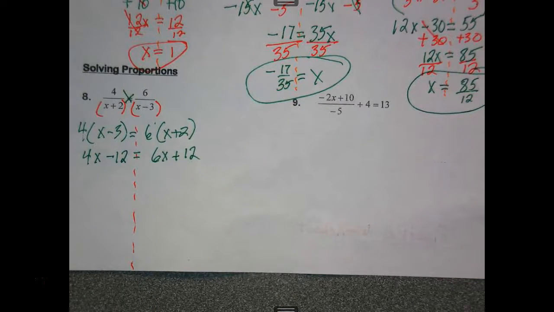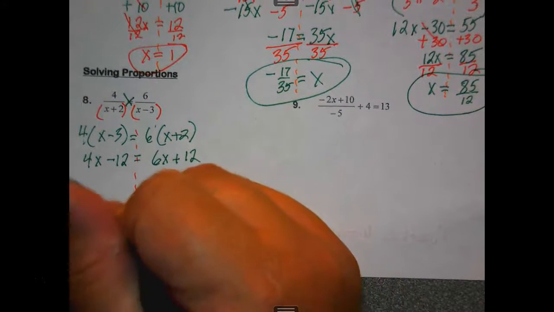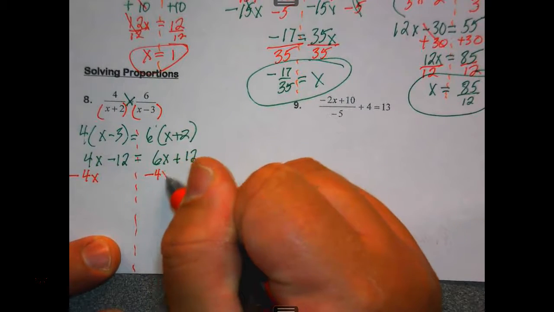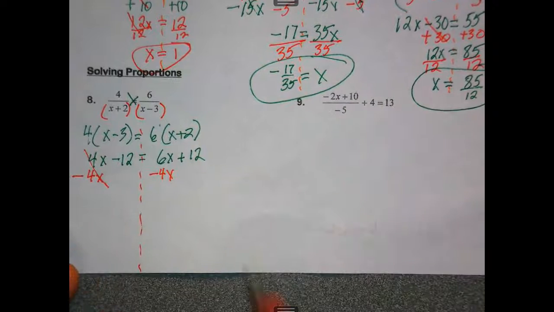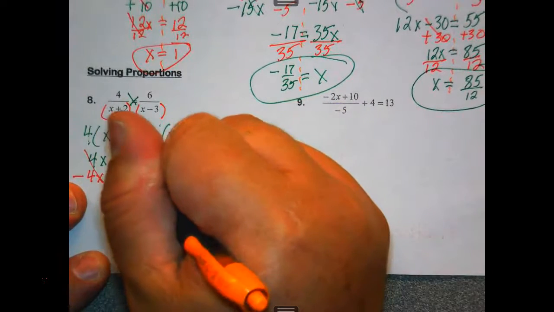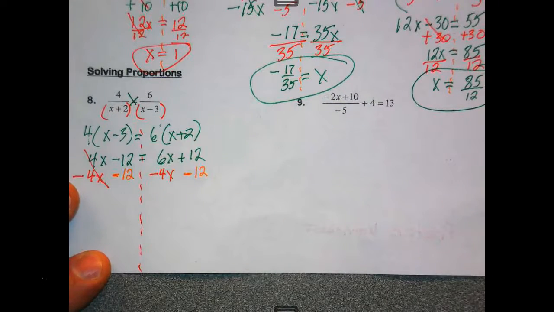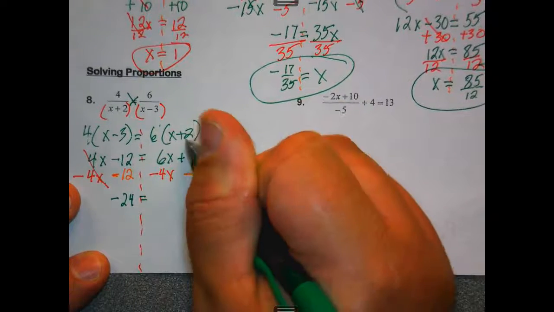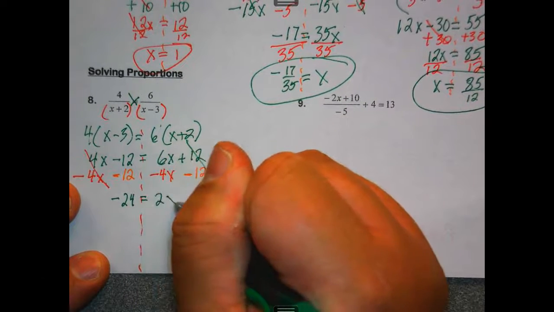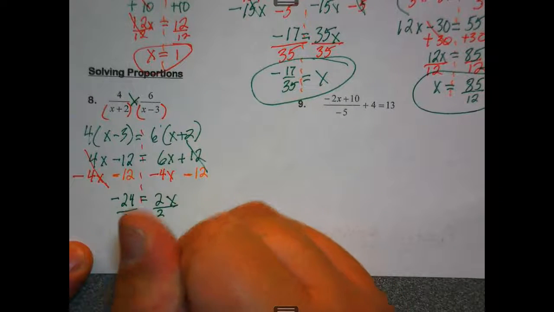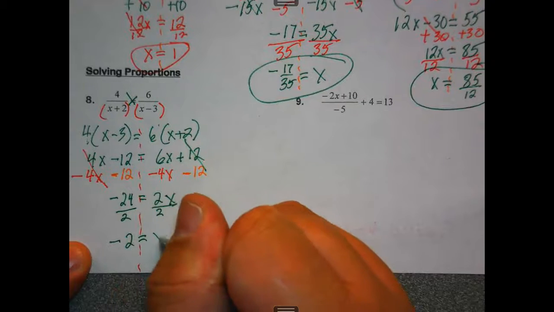All right, I'm going to do my 2 things at once. So I'm going to bring my x's to the right-hand side. So that gets rid of those x's, but then I'm going to have to bring the number on the other side. So I'm going to subtract 12, subtract 12. So I get negative 24 equals 2x. And divide both sides by the coefficient 2. I get negative 2 equals x.